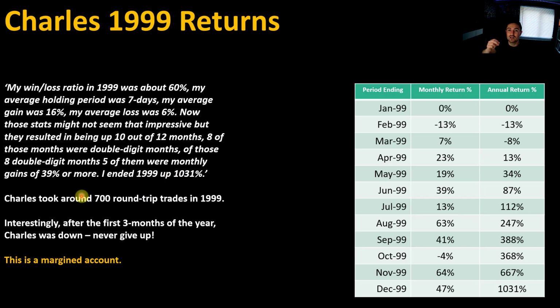Charles took around 700 round-trip trades in 1999. In the trader's journey, you'll see that he actually paid the firm that he works for, William O'Neill and Company, twice his annual salary in trading commissions. That's how actively he was trading.